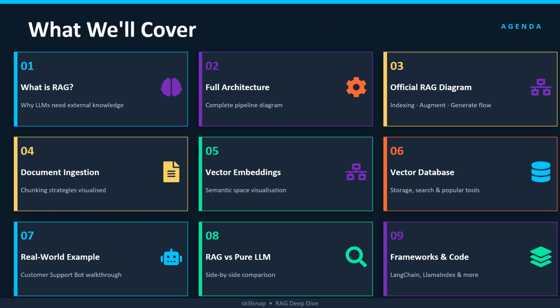Before we dive in, here's a quick roadmap of what we'll cover today. We'll start with what RAG actually is and what problems it solves, and then I'll walk you through the complete architecture, the full end-to-end pipeline. We'll look at each core component one by one: document ingestion, vector embeddings, and vector database. Then I'll show you a real-world example, the difference between RAG and pure LLM, and finish with the most popular frameworks you can use to build RAG apps yourself, including actual code snippets.